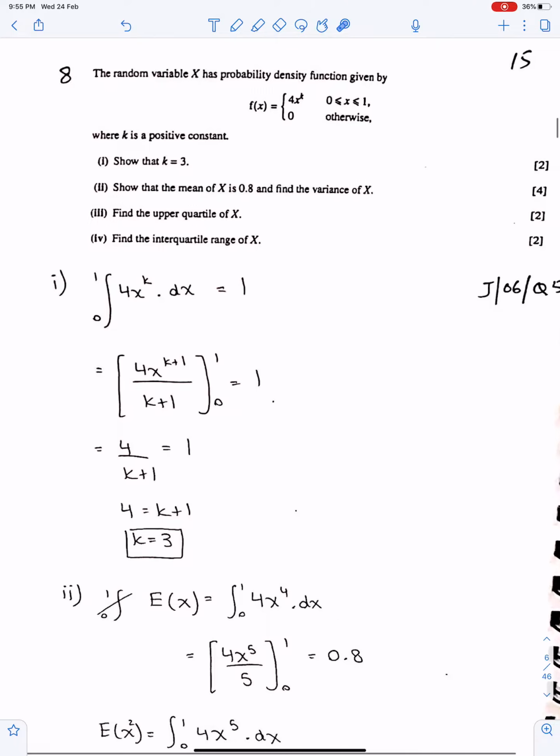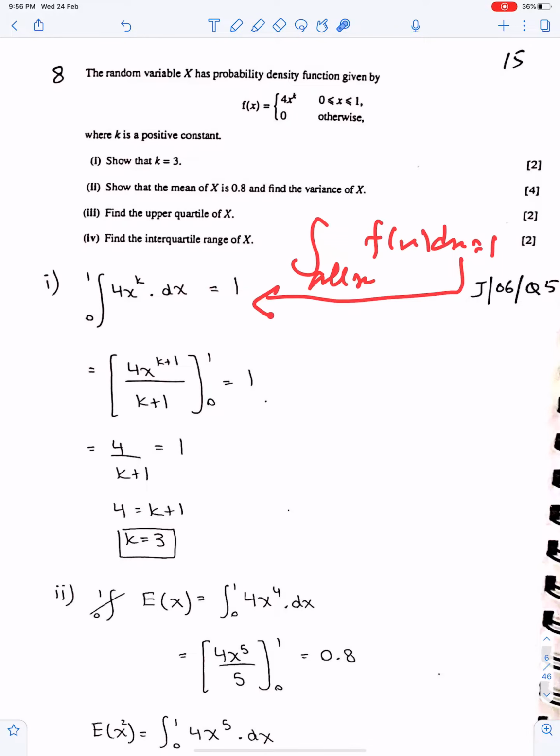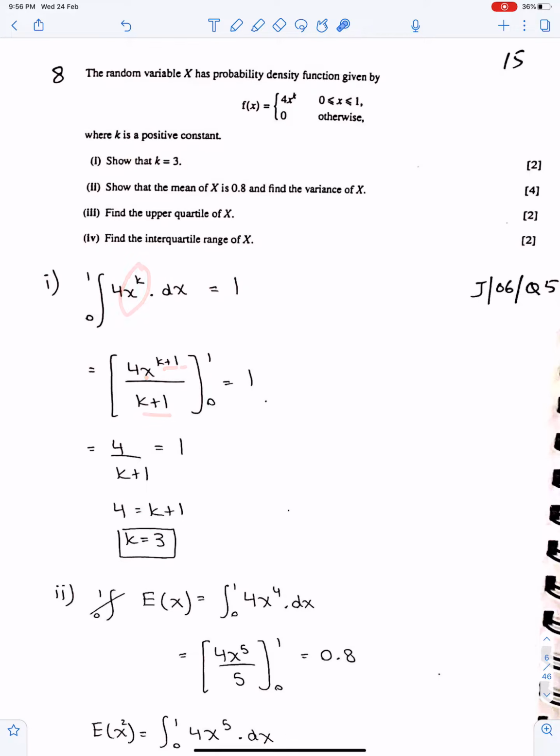Question number 8, the next question. Again, we have to prove k is 3. For that we always use the integral over all x of f of x dx equals 1. So by using this formula over here, we can easily prove this thing. You should just integrate this x power k, it will become x power k plus 1 over k plus 1 here. This is the way to integrate the algebraic function. And when you apply the limits, you will get k is 3.